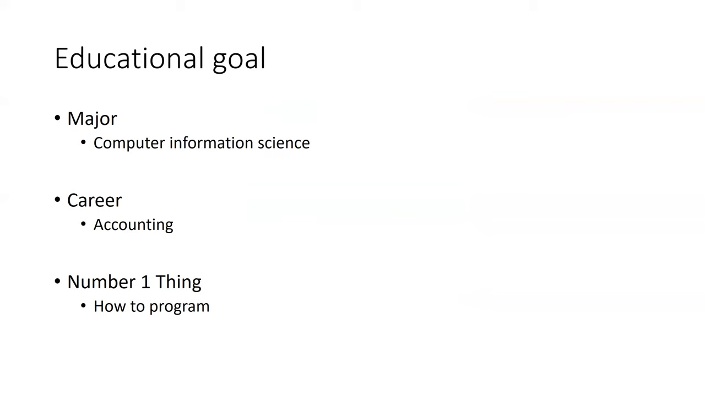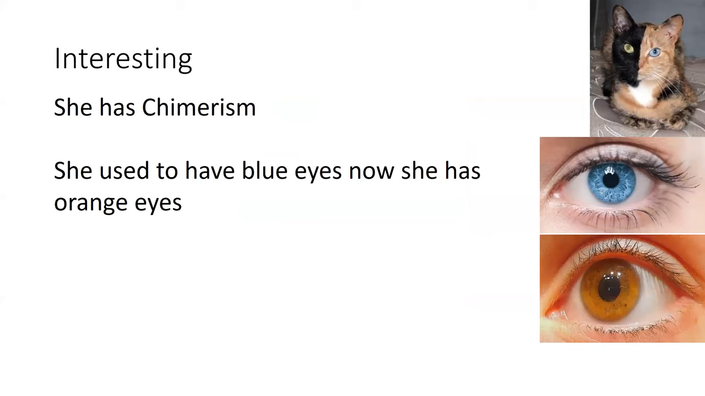So our education goal is for her major, computer information science. Her career is accounting. And the number one thing she wants to learn is how to program. Interesting things about her is she has chimerism, where she has two full sets of DNA in one body. As with a cat having two different colors, she has two different facial features. One side more rounded, one side more blocky. Also, she used to have blue eyes, and apparently when she hit puberty, her eyes turned orange. Pretty cool. Thank you.